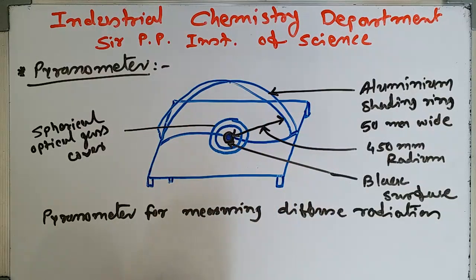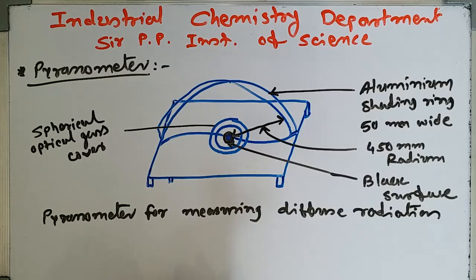This is the semicircular shading ring. The shading ring is fixed in such a manner that its plane is parallel to the plane of the path of the sun's daily movement across the sky. It is a very important point to note that the semicircular shading ring is fixed in this manner.